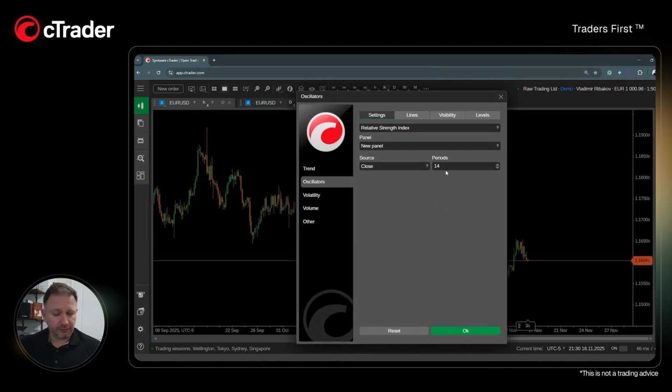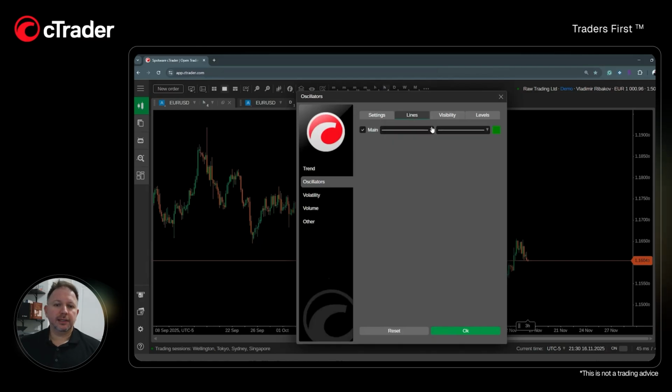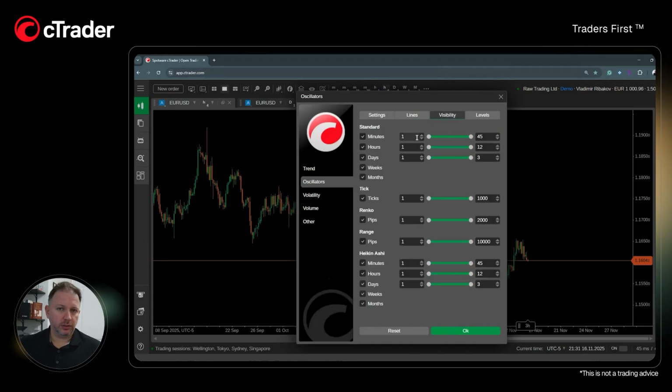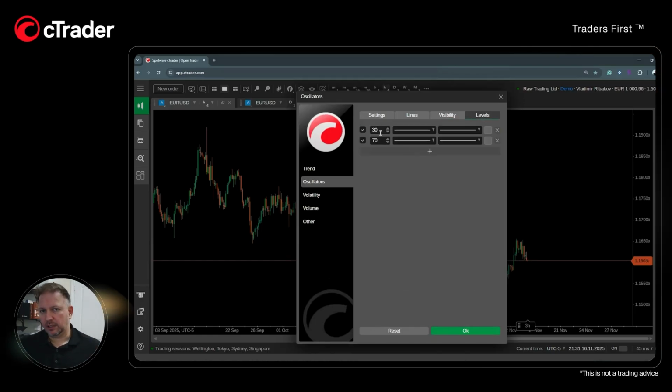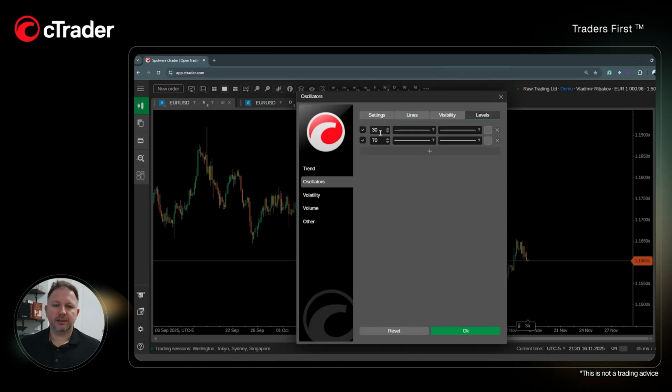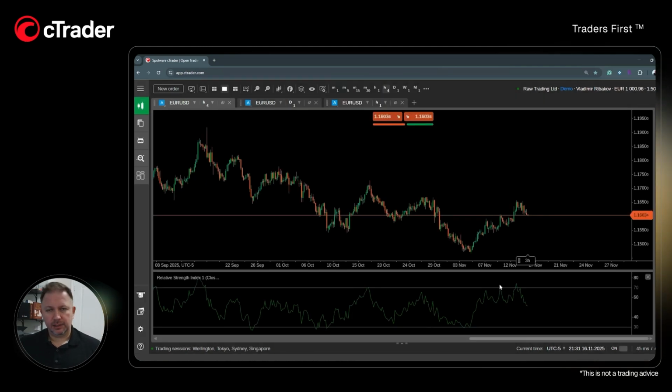You click on that. By default, it comes with a period of 14 and applies to the close price. You can, of course, choose the visibility and the style of your line, as well as the thickness. Choose the visibility on what time frames and what chart types you want. And by default, it comes with the levels of 70 and 30, which help to identify overbought and oversold conditions. And if you want to change it, I personally love the 80-20 for more extreme points, but by default it comes with 70-30. And you click OK. This would be the RSI indicator.